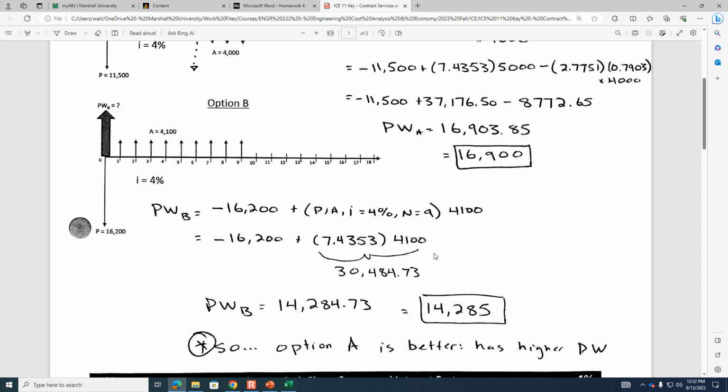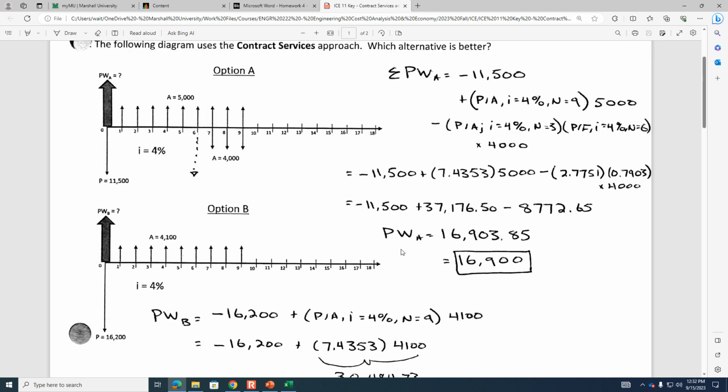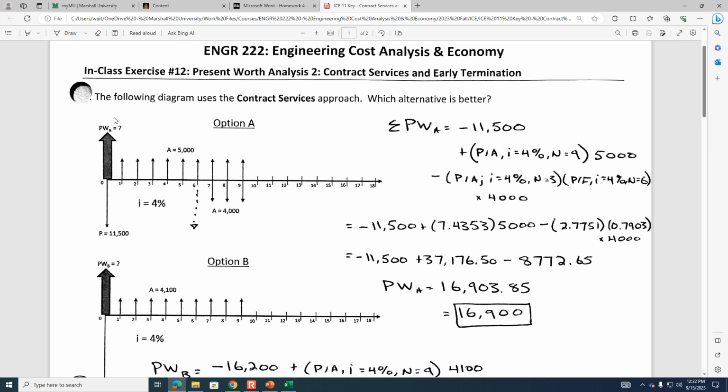So we started off not able to compare them. Ordinarily, option A and option B couldn't be compared because they have different useful lives. But in this case, we decided to lengthen the useful life of option A by renting similar equipment for 4 consecutive years following the natural end of the useful life of that equipment. So any questions about contract services?